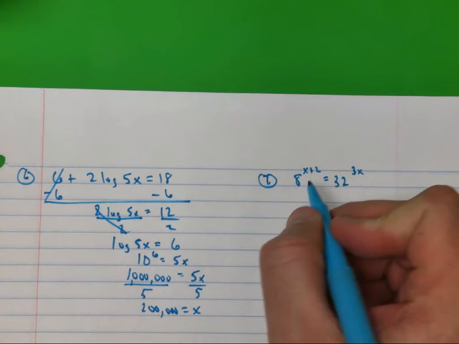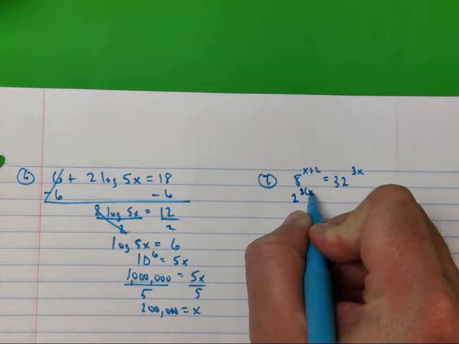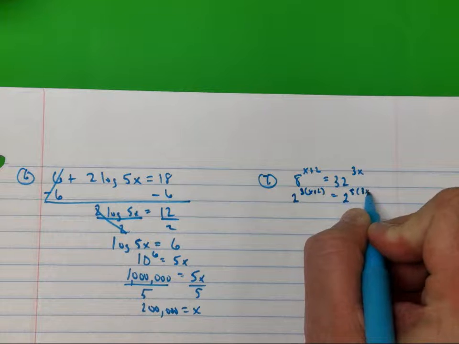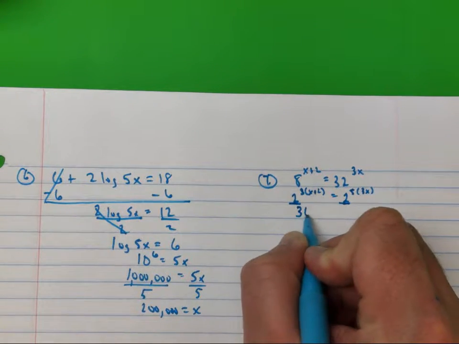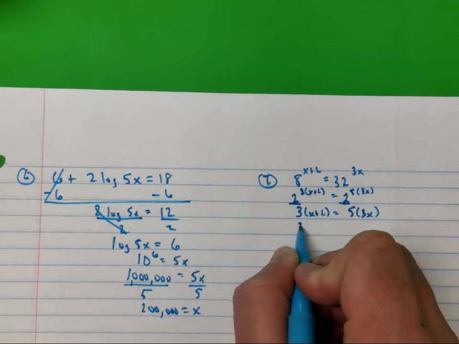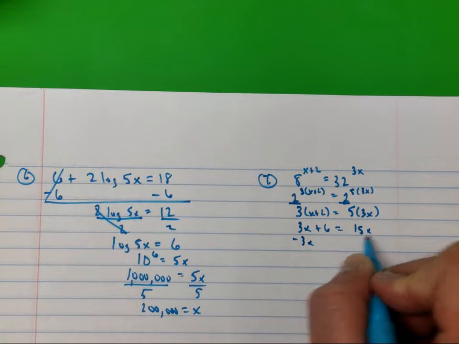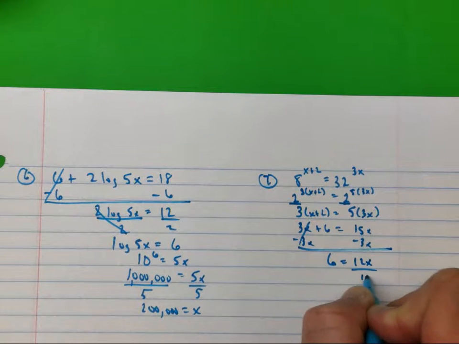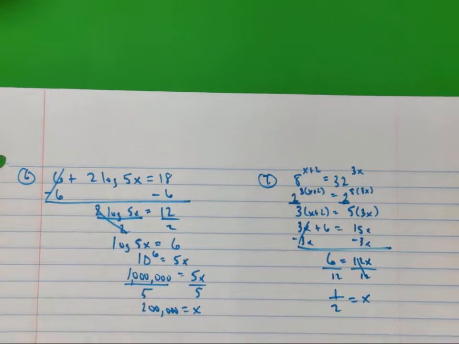Okay, I hope you said 2, because I can rewrite 8 as 2 raised to the 3rd. And 32 can be written as 2 to the 5th. So now that I got my bases the same, I can ignore those and just rewrite 3 times x plus 2 equals 5 times 3x. Distribute: 3x plus 6 equals 15x. Divide by 12 and 1/2 is my answer.